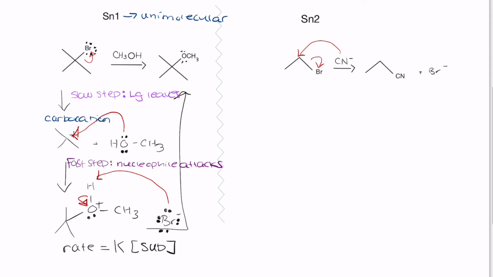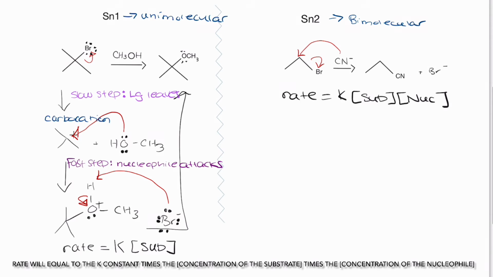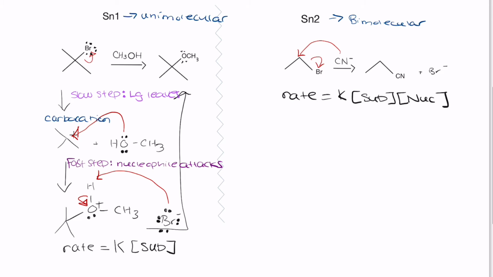In contrast, SN2 stands for bimolecular. And that means that the rate of the reaction is going to be equal to k, the rate constant, times the substrate and times the nucleophile. For our SN2 reaction, the rate is going to depend not only on how fast our leaving group leaves, but also how fast our nucleophile attacks. And that makes sense because this is all happening in one step of the reaction. So it makes sense that the reaction rate is going to depend on both of these.